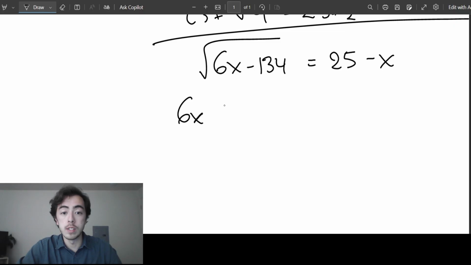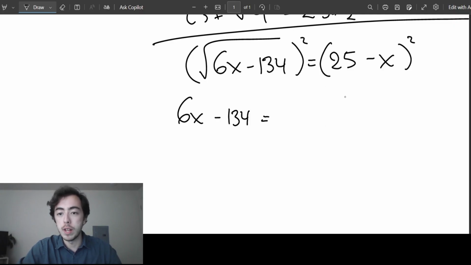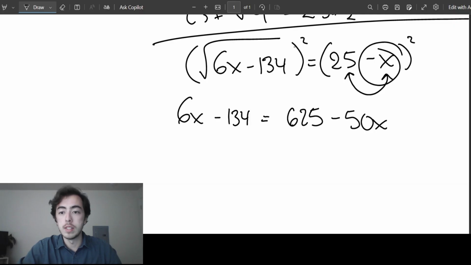Squaring both sides yields 6x minus 134 is equal to whatever this squared is. I can multiply through everything. 25 times 25 is 625. Whenever you're multiplying binomials, you need twice the product of these two terms, so minus 50x. And then it's this times this, which is just an x squared at the end.